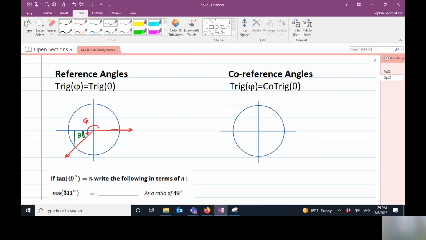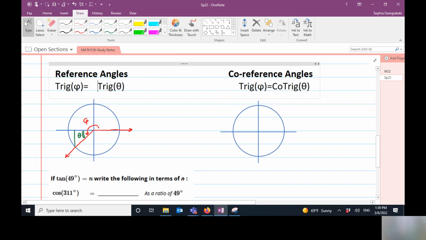So if you have your angle phi that is in quadrant 3, the trigonometric function of phi is equal to the trigonometric function of your angle theta, which is your reference angle. And the only difference would be that you don't really know if you will have the same sign or opposite signs. And that is because theta is an angle in quadrant 1, it's acute.